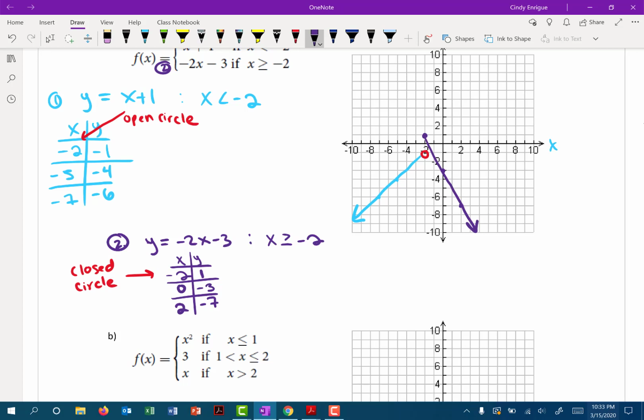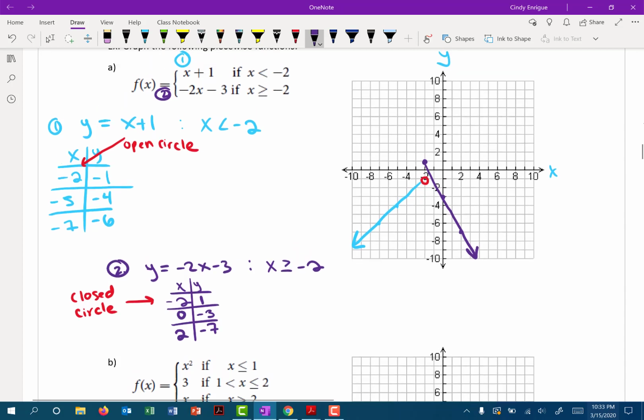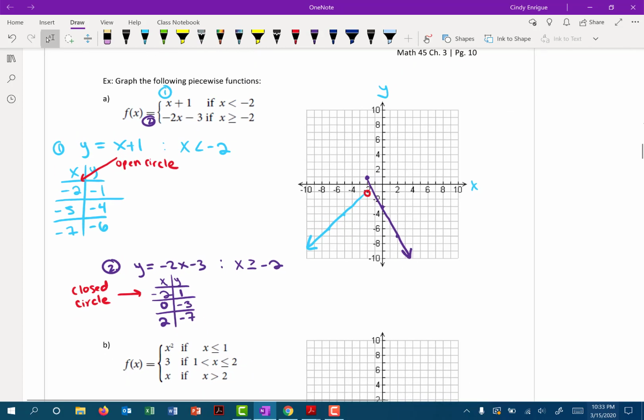So notice how it's kind of like two different equations on one graph. And it all came because I have two different equations from the piecewise function being defined on different domains. It all depends on the domain. For the first equation, x was less than negative 2. For the second equation, x was greater than or equal to negative 2. So you really have to pay attention to that.